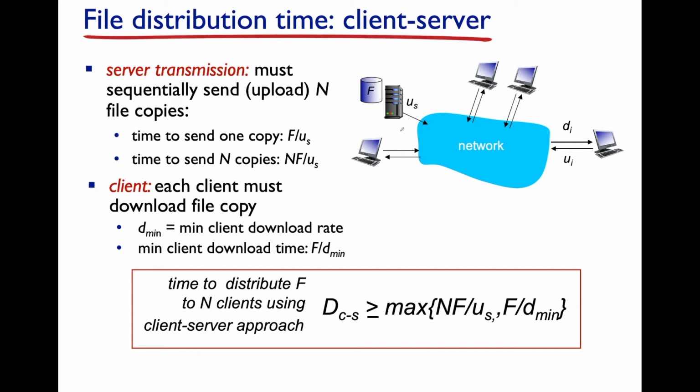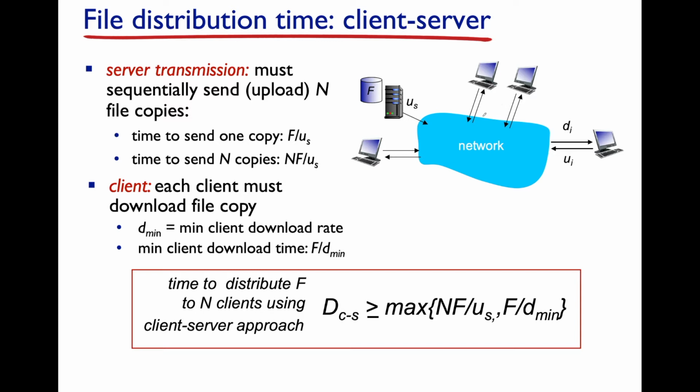Now, of course, if you're doing that n many times, that's F upon U sub S plus F upon U sub S added to itself, big N many times. To send n many copies, because the server has to send that n times, one for each one of the n peers, that's n times F upon U sub S.